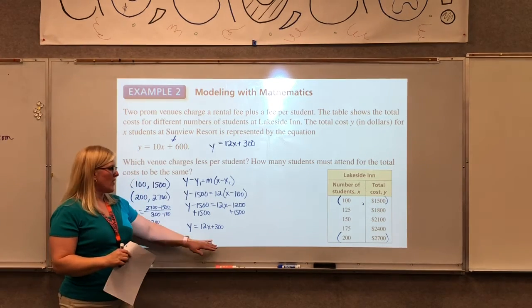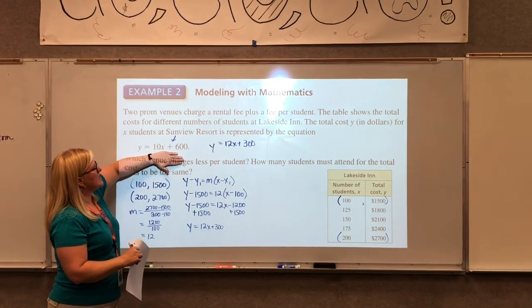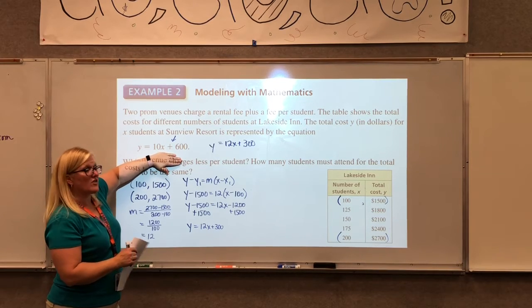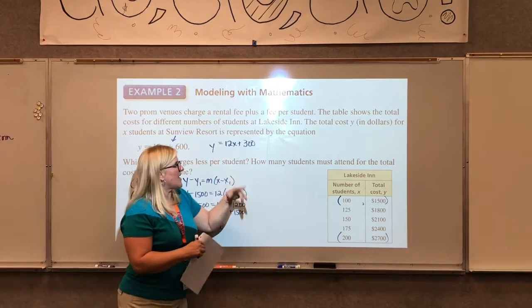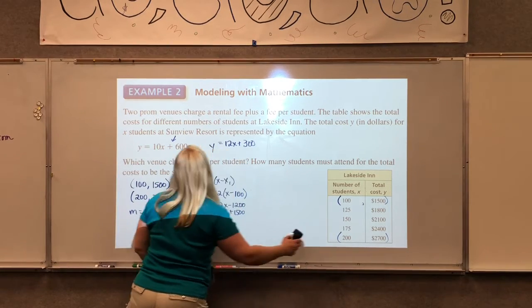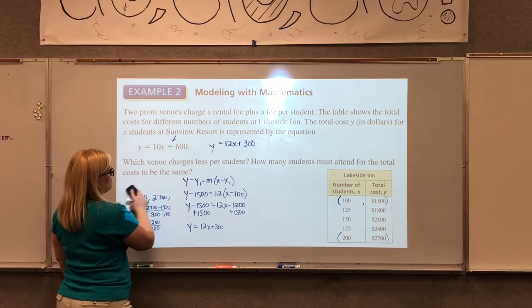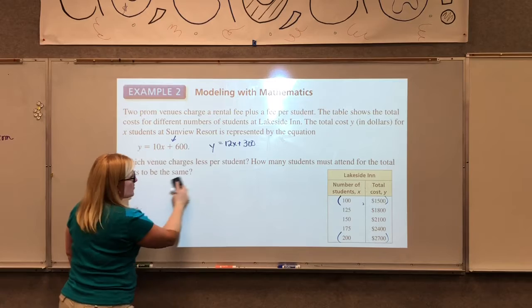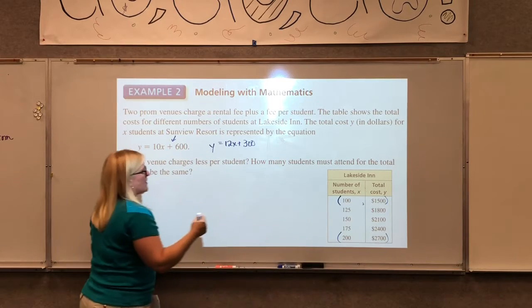So we're at the point now where they've already given us the Sunview Resort, represented by this equation, the cost, and this is Lakeside Inn right here. We just figured that out. And I am going to erase this because I need more space. So hopefully you got that. If not, just rewind the previous video and you can get it.